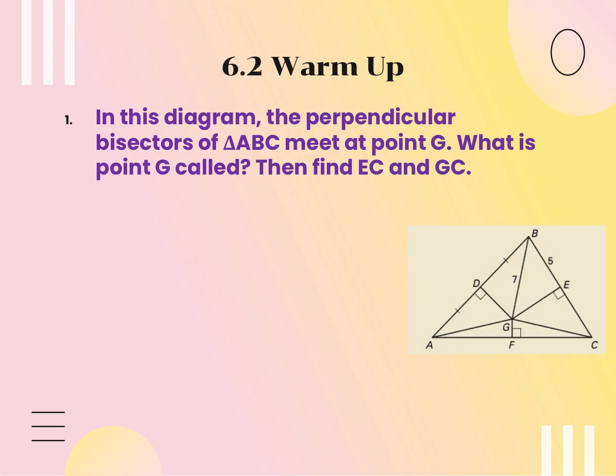So in 6.2, this is where we learned about the points of concurrency of the perpendicular bisectors and the angle bisectors. So in this example, it says in the diagram, the perpendicular bisectors of triangle ABC meet at point G. They want us to give the name for point G. What is the name of the point of concurrency of G? What's it called? Circumcenter. Beautiful. So G is the circumcenter.